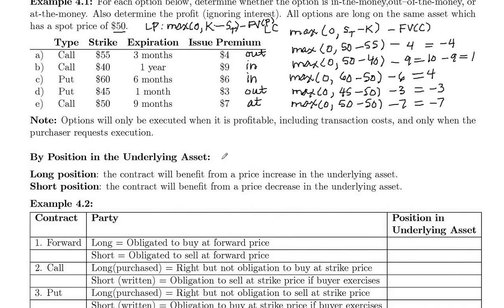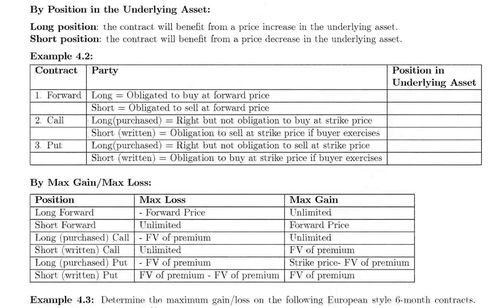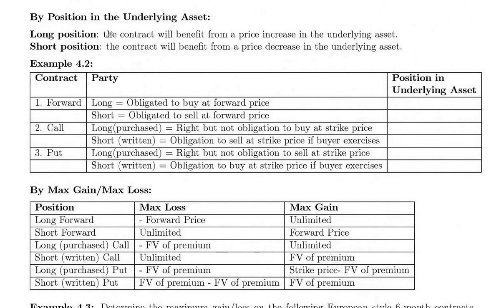You can also categorize options by the position that they hold in the underlying asset. And here, a long position is one that's going to benefit from a price increase in the underlying asset. Short position is one that will benefit from a price decrease. So you hold a long position if you're betting that prices will go up. You hold a short position if you're betting that prices will go down.